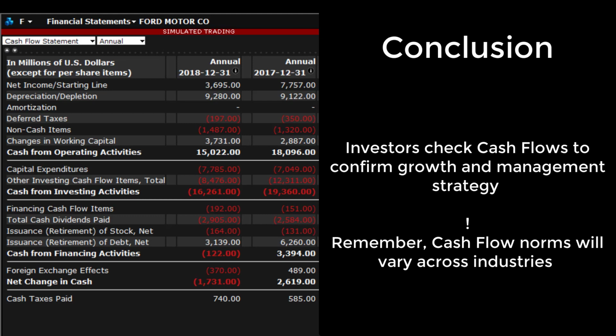Cash flows are closely monitored by investors and reflect sales growth and the ability of management to control expenses. Analysts must remember, however, that cash flow norms will vary across industries and that many are more capital intensive than others. But make no mistake about one single fact: without cash flow growth, a firm cannot ultimately grow.